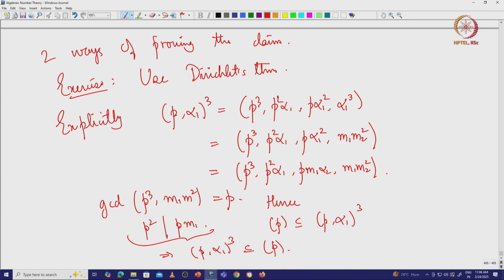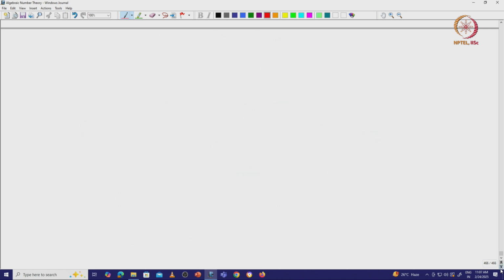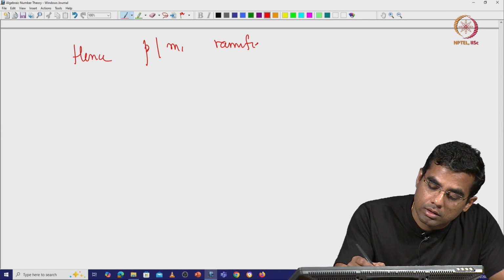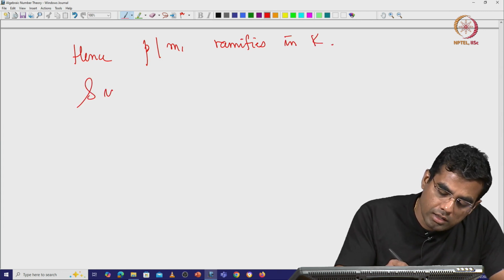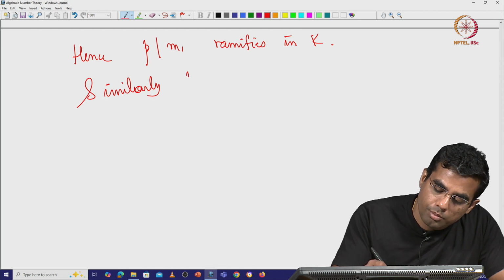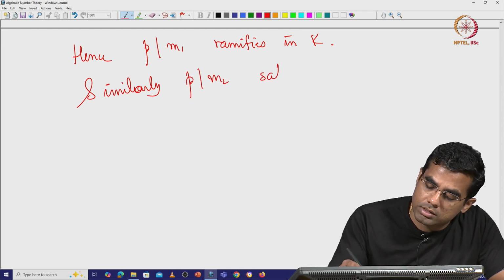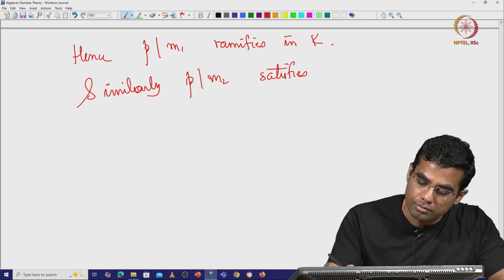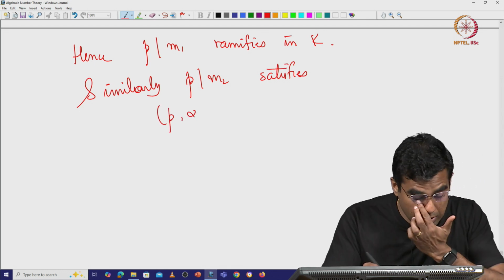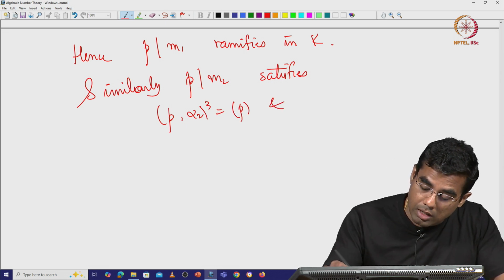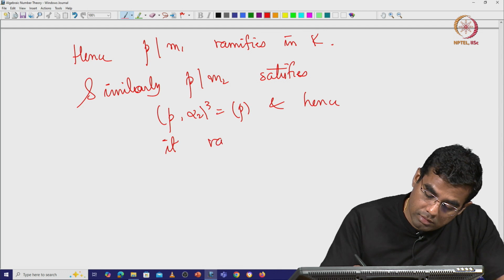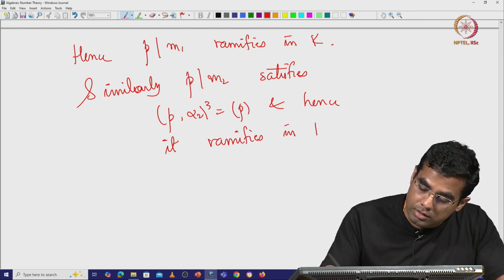So, that is an explicit way of proving the claim, or you could use Dirichlet's theorem as long as you have all the hypotheses satisfied. So, p dividing m1 ramifies in K. Similarly, p dividing m2 satisfies that p alpha 2 cubed is p, and hence it ramifies in K.